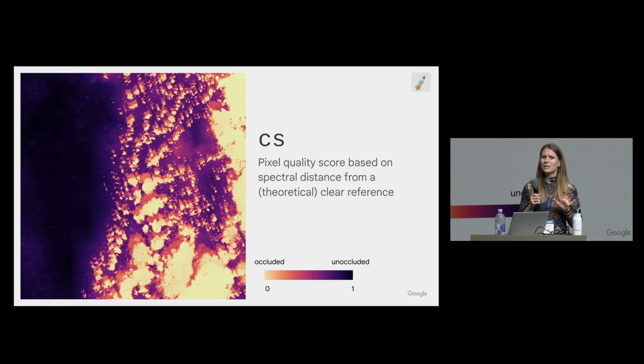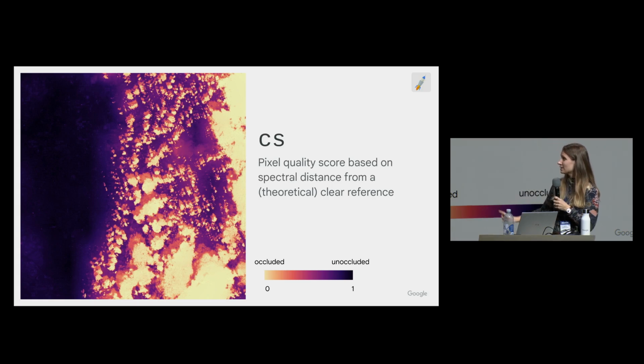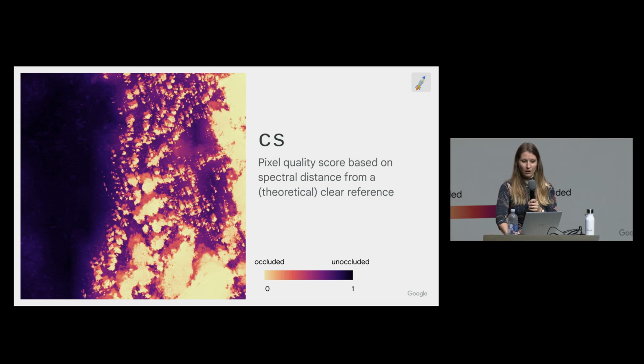And what you can think of this as being mostly related to the spectral distance. So I told you about that theoretical clear reference. This is the prediction of how different this individual pixel in the given Sentinel-2 image is from that theoretical clear reference, on a score of occluded to unoccluded. And one of the things I want to point out here is you'll notice this purplish area, that kind of low-level haze or haloing around the clouds.